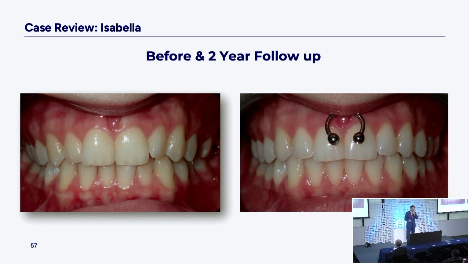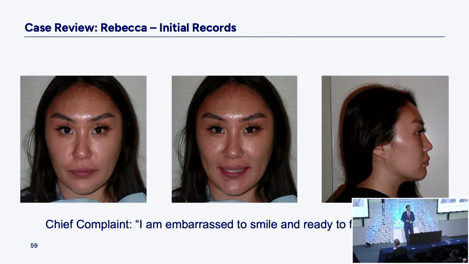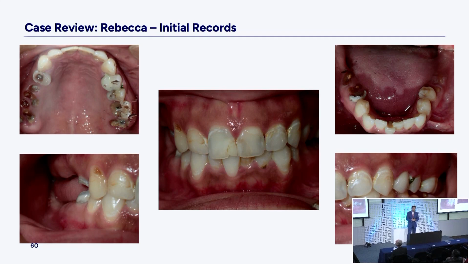All right, let's have a little more fun. 1 more to go. All right, so Rebecca comes in. This will be comprehensive care. We're gonna have a lot of breakdown here. This patient's chief complaint, I'm embarrassed to smile, I'm ready to fix my teeth. So there's a lot of trouble in here, but we're going to talk about comprehensive care. So here's what walks in. Now she's a young lady, she's not even 30 years old yet, but this is what we've got in here. And so it's obvious, I see it too, it's not a clear aligner case, yet.